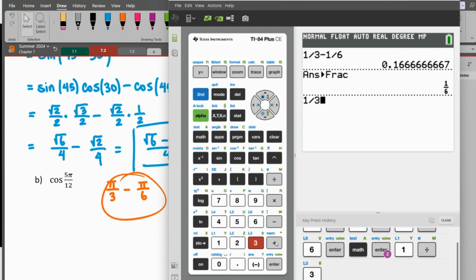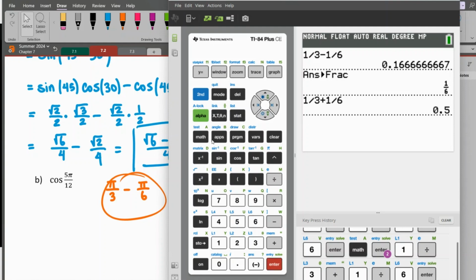Let's maybe try pi over 6 plus pi over 3. Let's see what that gives us. Okay, so if we do 1/3 plus 1/6, we're getting 0.5 here. So that didn't seem to work out very well either. Okay, well, maybe let's start messing around with using a quarter and a third. Let's maybe try something like that.